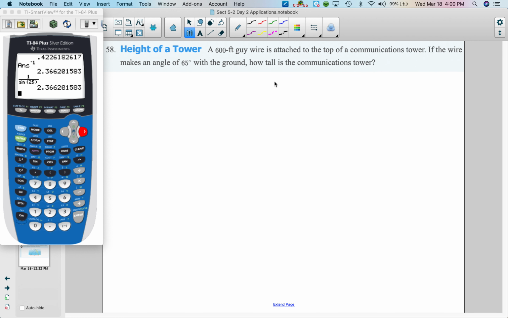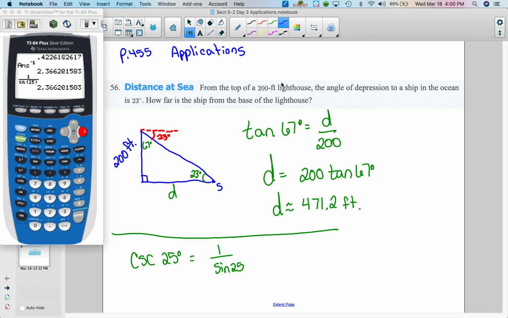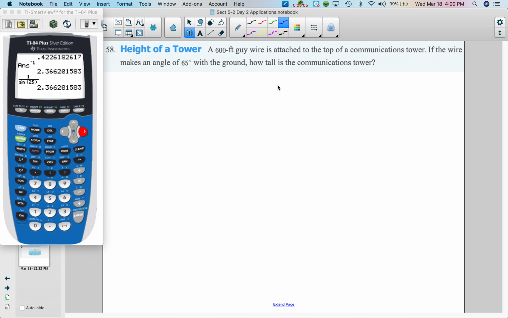All right, so the next problem we have is the height of a tower. By the way, I didn't say what page this is. I'm on page 455, the application problems. These are in your textbook. A 600-foot guy wire is attached to the top of a communications tower. If the wire makes an angle of 65 degrees with the ground, how tall is the communications tower?